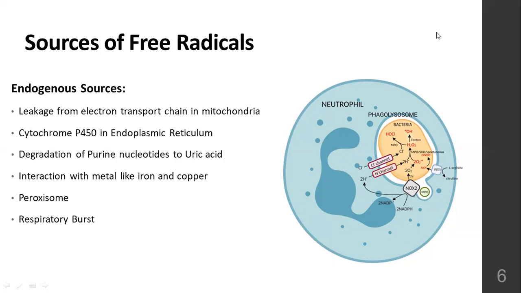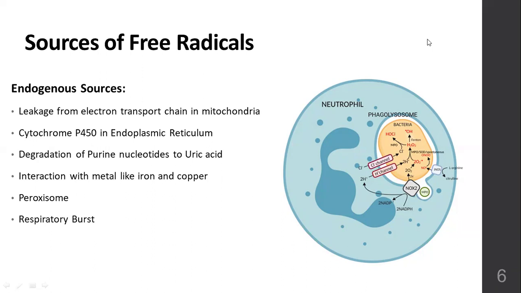So from where do we get free radicals? Everywhere. At every cellular level, free radicals can be produced. So you have endogenous sources, leakage of electrons from the transport chain in mitochondria. These are more biochemistry type of answers. You don't have to mug up these. Endogenous sources means within your own body.